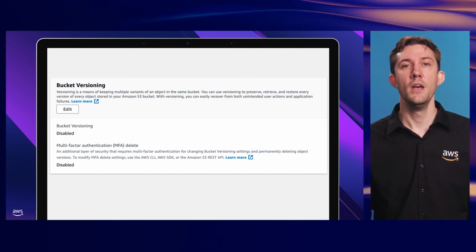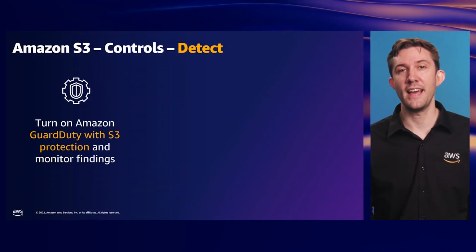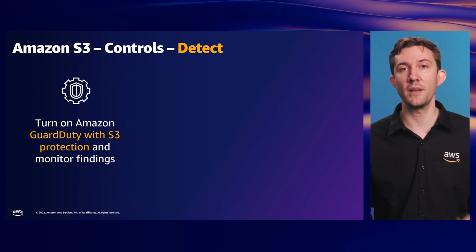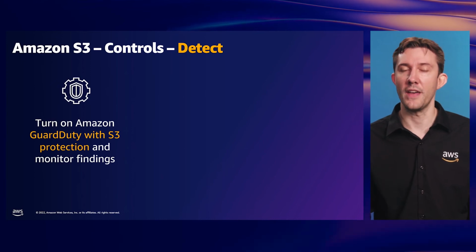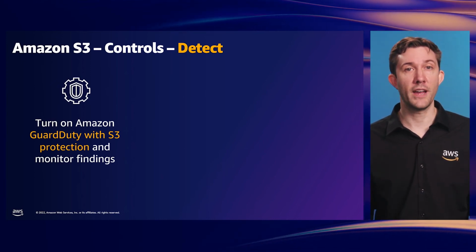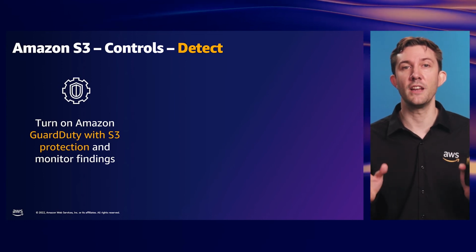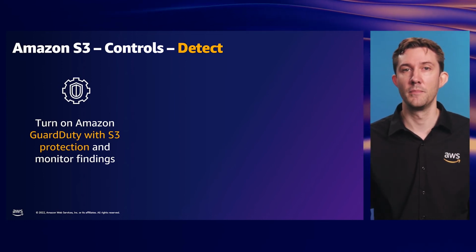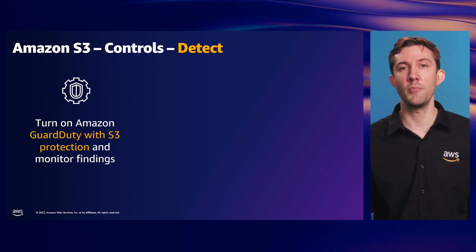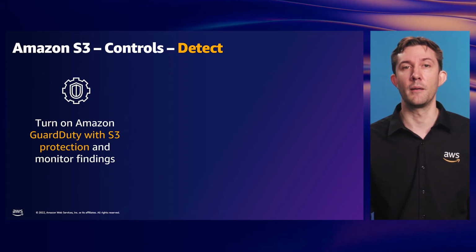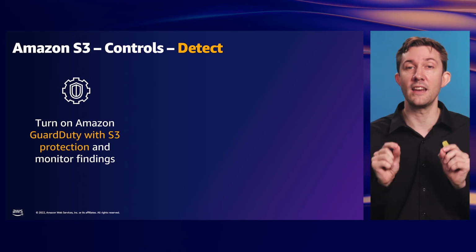On to detective controls. Amazon GuardDuty is a fantastic tool to help detect unexpected activity in your AWS account, including in S3 with S3 protection. For accounts created since the 31st of July 2020, S3 protection is automatically enabled with GuardDuty. So if your account predates that, it's worth checking that you have S3 protection enabled for your GuardDuty setup. And don't forget to make sure someone is monitoring and investigating those alerts.